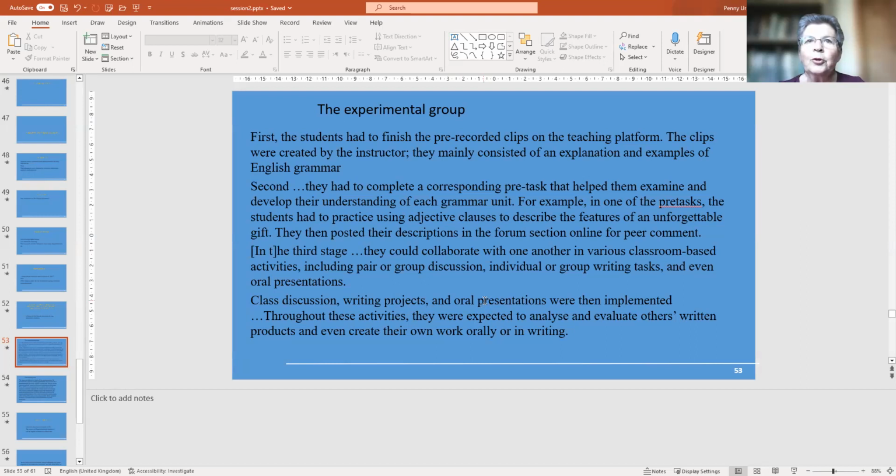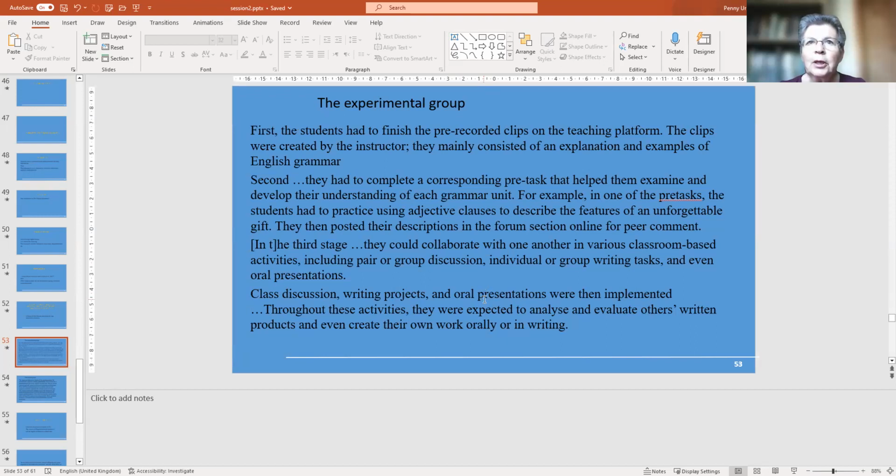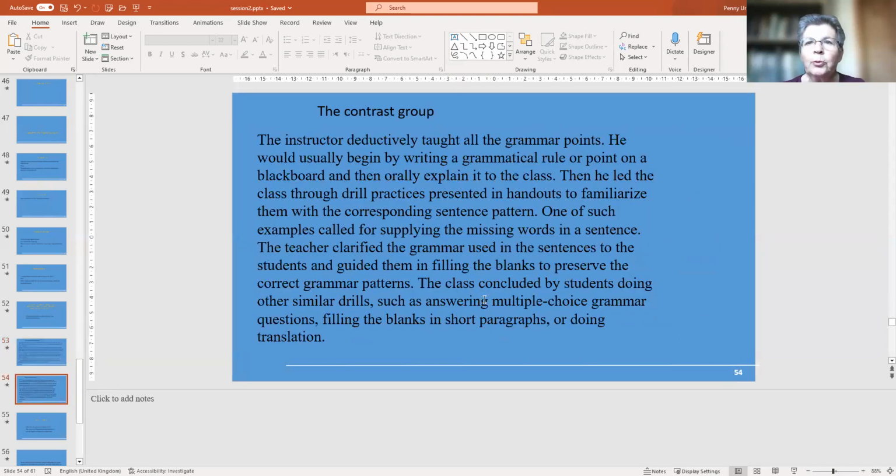The experimental group did much, much more and had much more interaction. And the contrast group was taught very, very traditionally, just doing explanation and practice. So it wasn't really a contrast between flipped and non-flipped. It was a contrast between traditional top-down teacher-fronted teaching of a grammatical structure and interactive teaching.